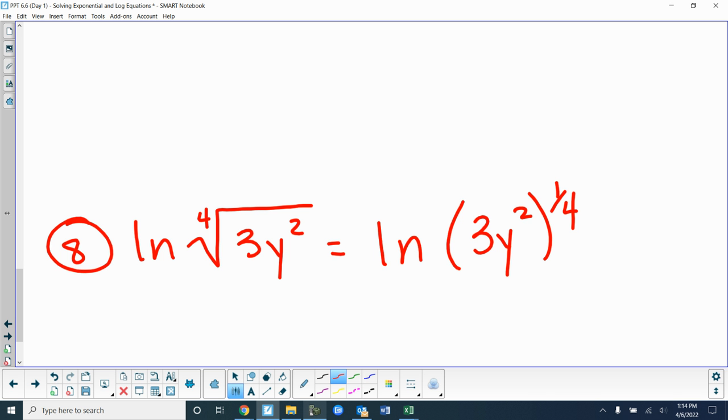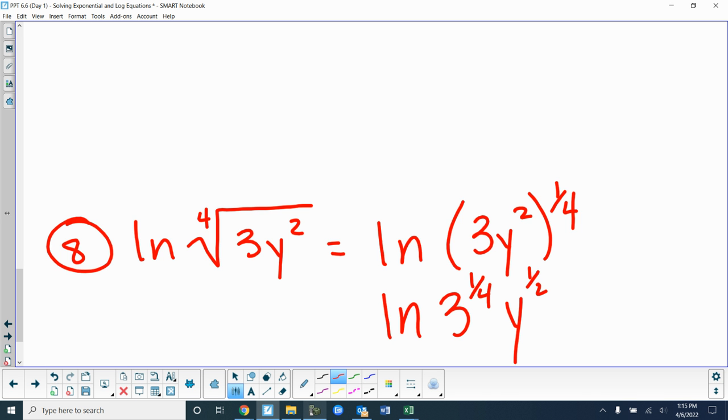Questions on that step? Okay. Now, what's the rule when I have something inside parentheses and I'm raising it to a power? Those two I multiply, and well, there's a 1 there. So this is natural log of 3 to the 1/4. What's 2 times a 4th? A half, right? 2/4 or a half.